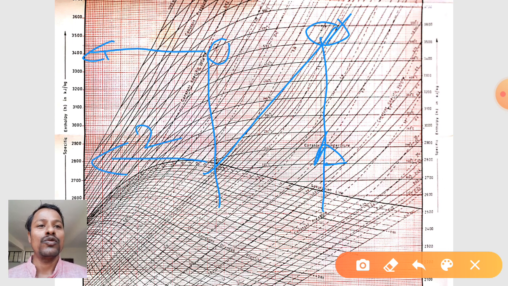So this is 2, this is 1, this is 3, this is 4. I am sorry, this is downward, this is upward, and again here it is downward. So this is how we represent. Then again x4, here it is x4 and 0.1 pressure line, wherever both had intersected, this was the state point 4.